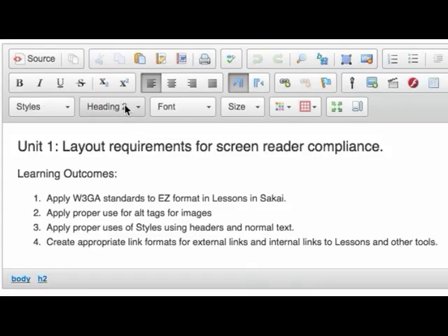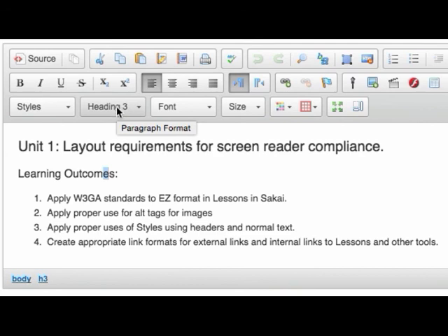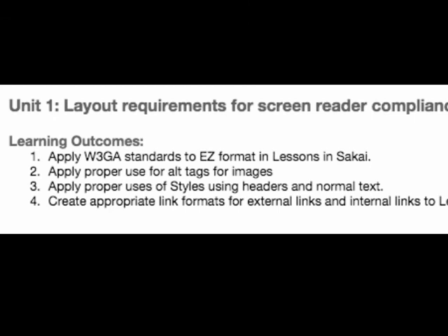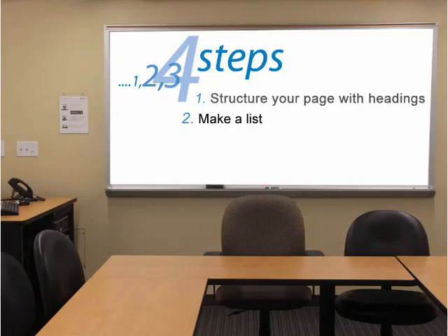This page is using heading 2 and heading 3 to organize the structure of the page. It also controls the size and appearance of the page. The page has a good appearance, is well structured, and will create a correct outline for the summary page for the screen reader. The next thing you can do is always make lists.